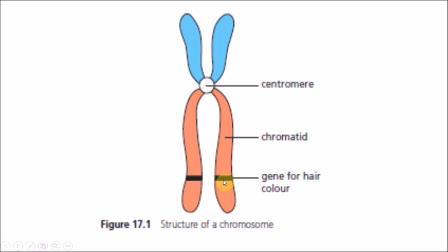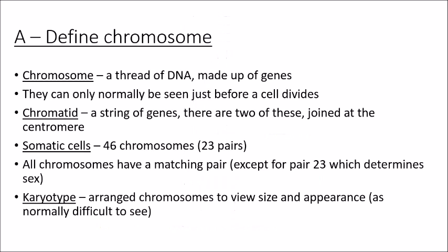You can only really see DNA or chromosomes when they are coiled up as chromosomes just before the cell would divide. So this happens in a process called mitosis, which we'll talk about later, and meiosis. But yeah, you can't really see chromosomes normally in a cell. You can only see them when they divide.